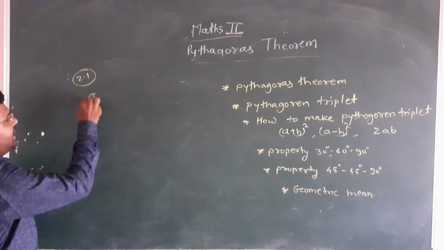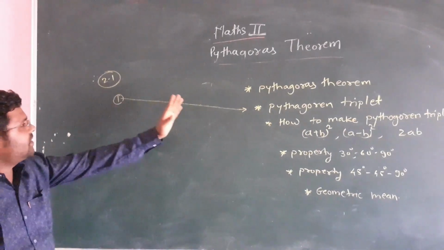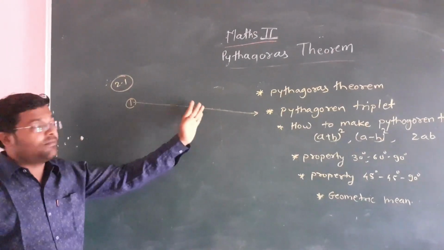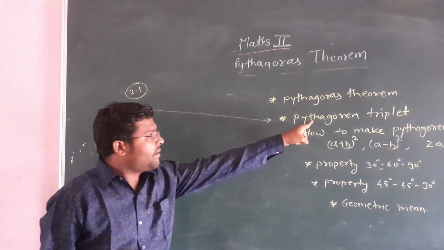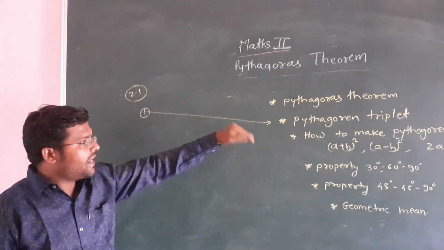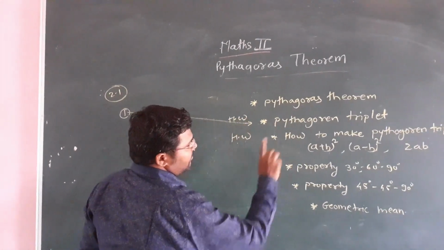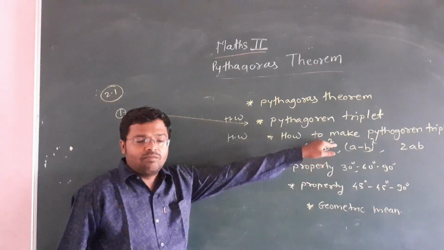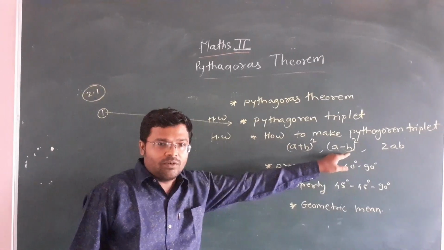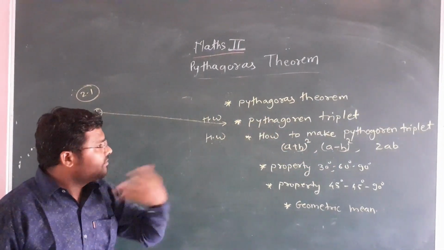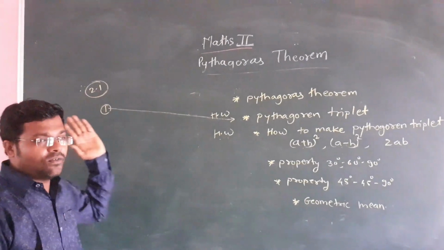The first example is based on the Pythagorean triplet. So the homework is to solve all the Pythagorean triplet questions from 2.1. Question number 1 depends on the Pythagorean triplet. This one is homework. Another one: make Pythagorean triplets by using this formula, at least 3 triplets. This is the homework, and in the next video we will solve other examples from 2.1.